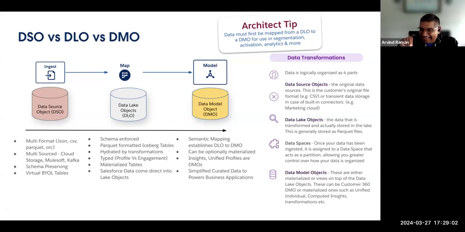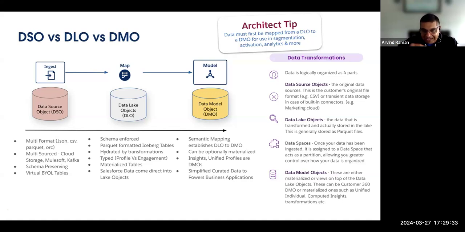So these are basically schema enforced. They are Parquet formatted Iceberg tables. Again, not something that you would ever interact with from an underlying perspective, but just good to know. And they are typed, right? So when you are creating a data lake object through a data stream, you're basically saying what type it is. Is it a profile or an engagement type? And that has ramifications downstream.